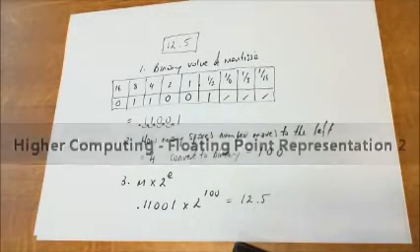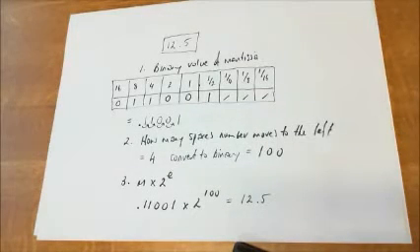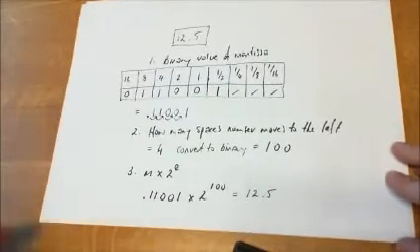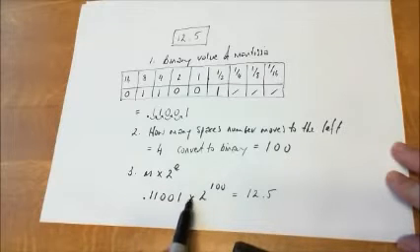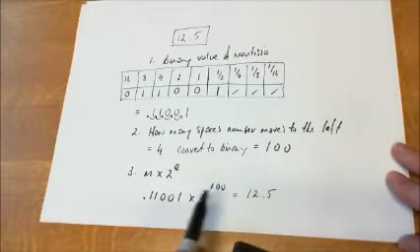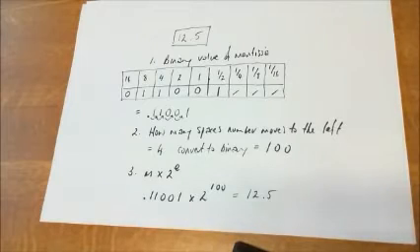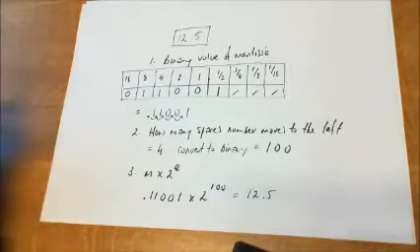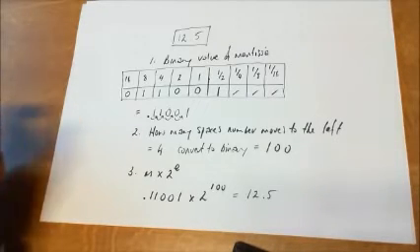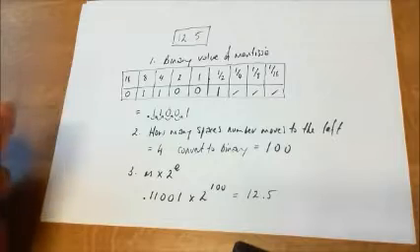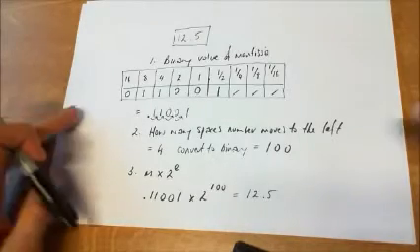This is the second revision video for floating point representation. If you remember from the last video, our final answer was 0.11001 times 2 to the power of 100, and that is how we represented 12.5 in floating point binary. But what if the question asks us to represent these numbers using a fixed number of bits? Let's take that example.